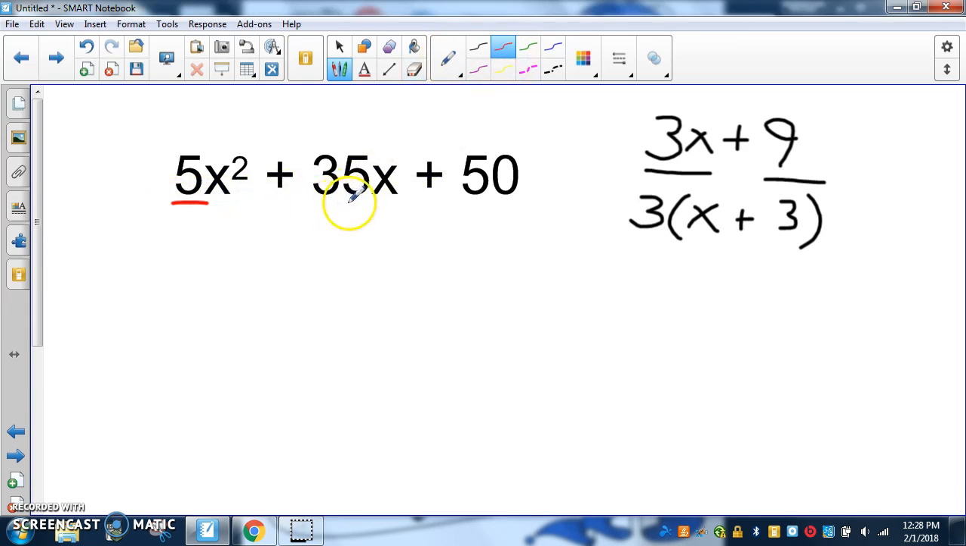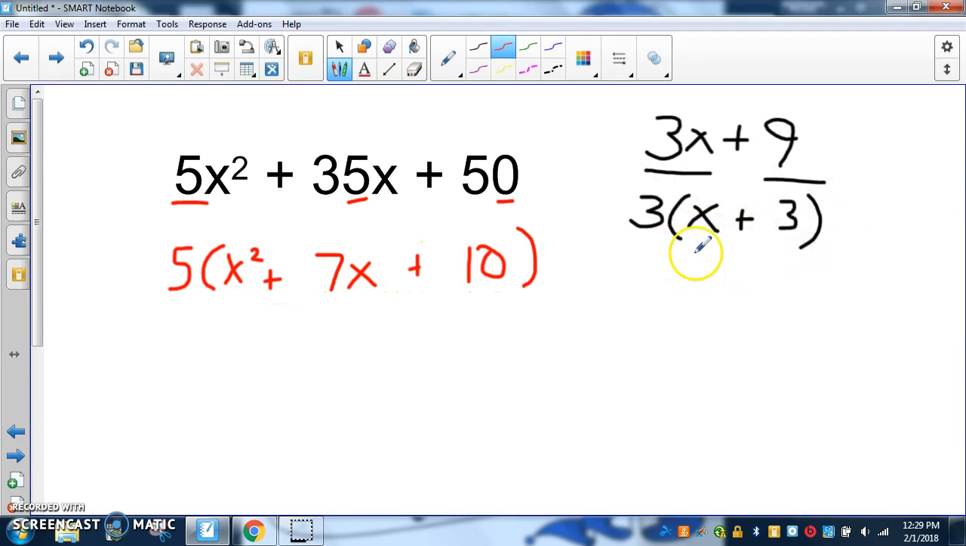I can see that all of these numbers end in a 0 or 5, which tells me they're all divisible by 5. I'm just going to divide all three terms by 5. 5x squared divided by 5 is just 1x squared. 35 divided by 5 is 7. 50 divided by 5 is 10. When I divide these things, this is what's left over: x squared plus 7x plus 10.